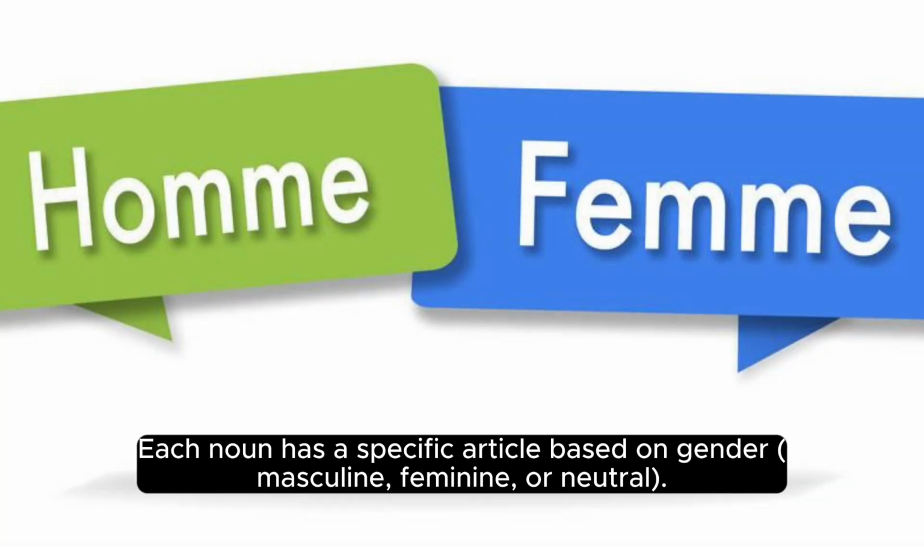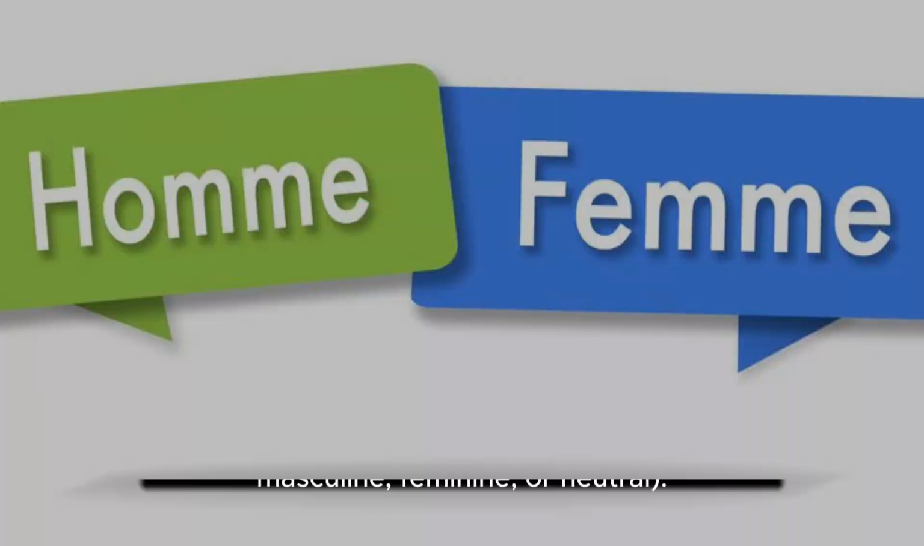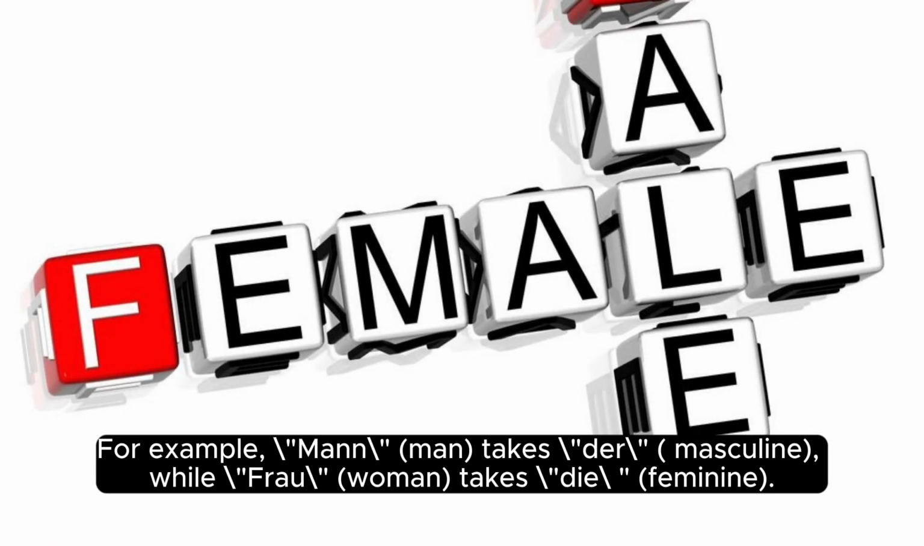Each noun has a specific article based on gender: masculine, feminine, or neuter. For example, Mann, man, takes der, masculine, while Frau, woman, takes die, feminine.